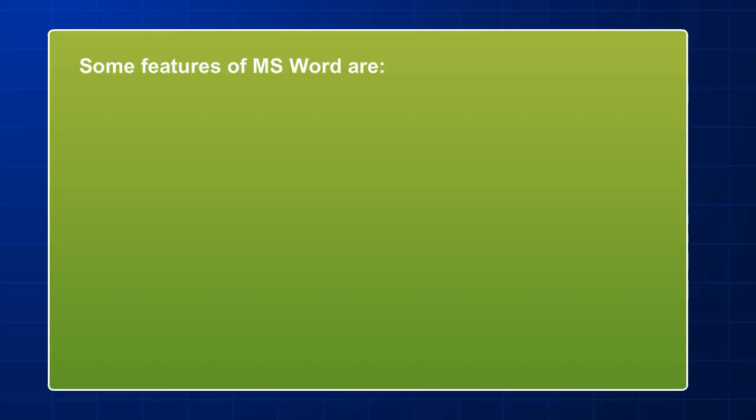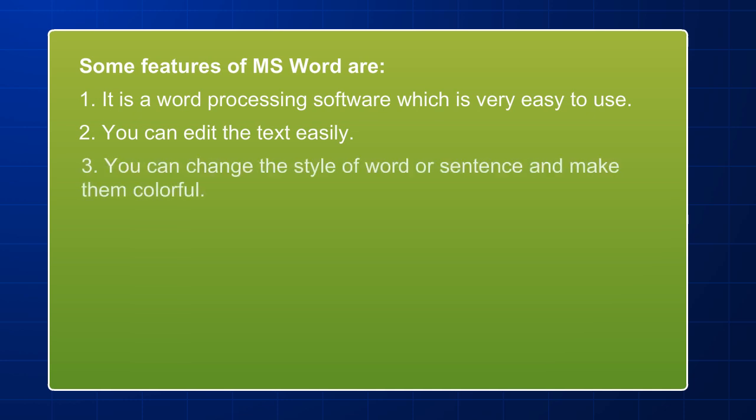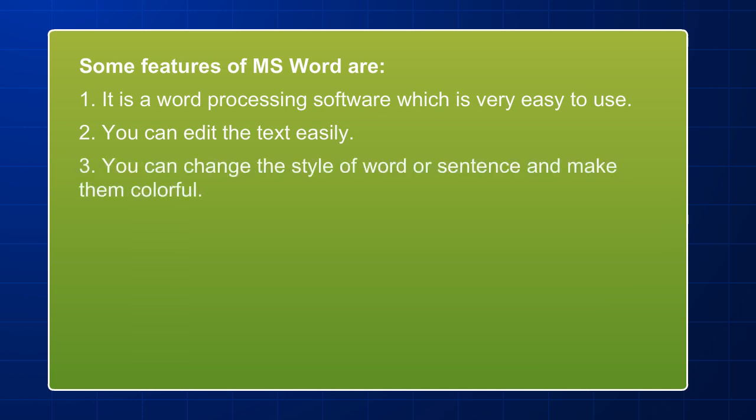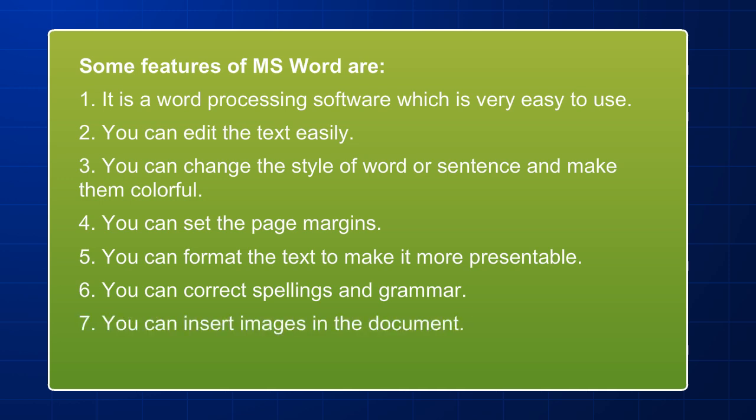Some features of MS Word are: 1. It is a word processing software, which is very easy to use. 2. You can edit the text easily. 3. You can change the style of a word or sentence and make them colorful. 4. You can set the page margins. 5. You can format the text to make it more presentable. 6. You can correct spellings and grammar. 7. You can insert images in the document. 8. You can save and print your document.